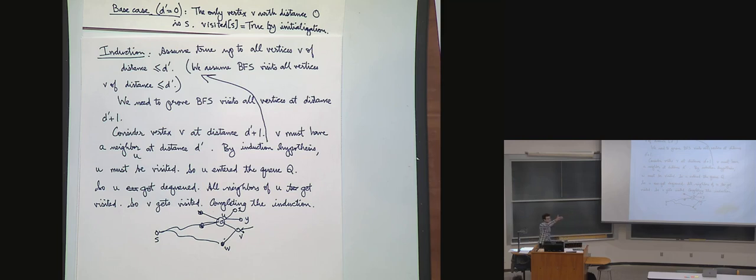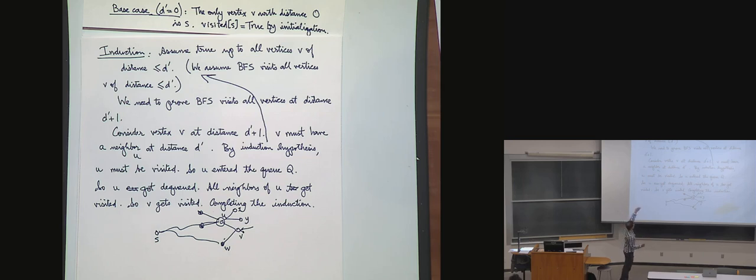Yeah? We assume BFS with all vertices of distance D prime. But U and W are also at distance D, so they have to be visited. That's right. U and W have to be visited. You just said that the example is that U is visited after V is visited. No, I didn't say U is visited. I said U is dequeued after V is visited.